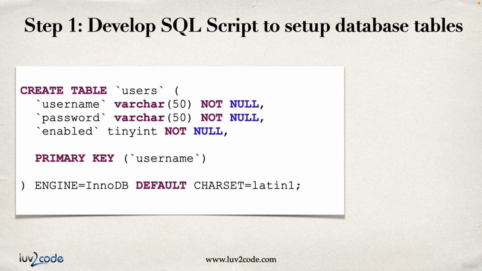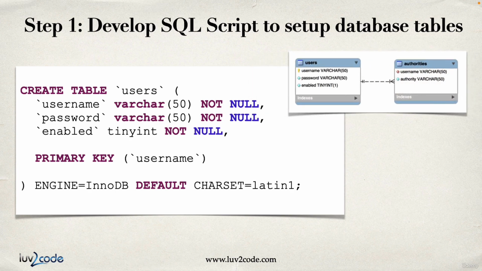Moving to step 1, that's creating the SQL script to set up the database tables. As you know, we need to have these two tables, users and authorities. I'll start off with users here. I'll go ahead and create the table users, and then I'll create those columns, username, password, and enabled. And then we'll also set up the primary key based on the username. And that's basically it for the table. Again, the exact same table name of users and the exact same column names, username, password, and enabled.